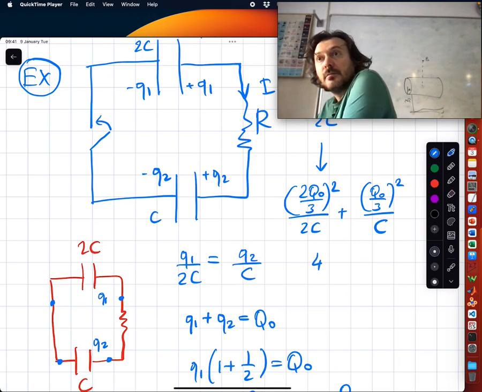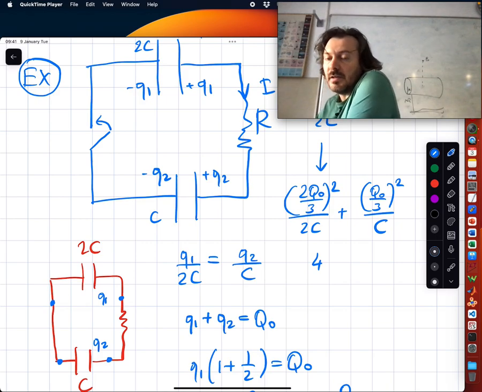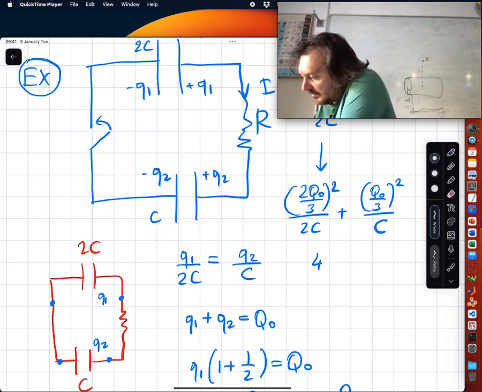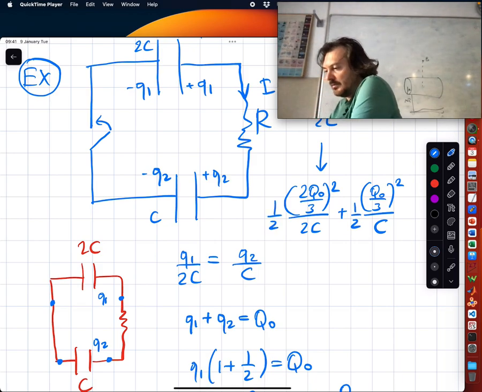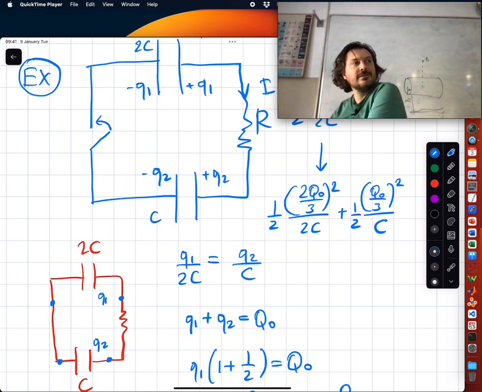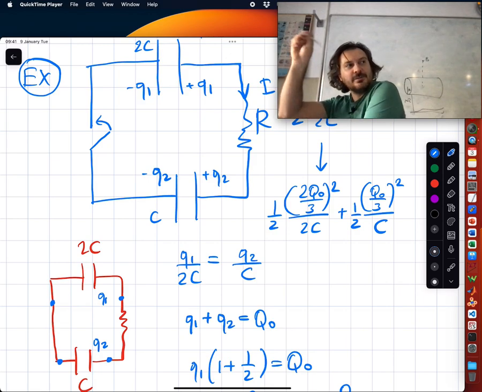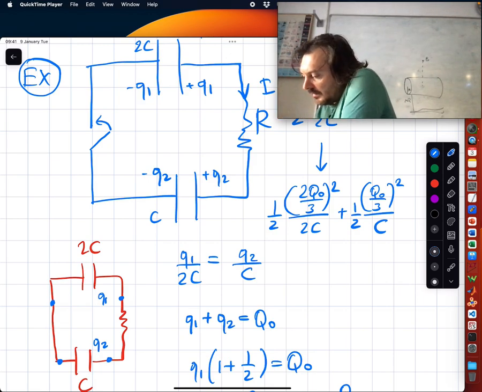No, the other one is C. Okay, then I made a mistake. This one is 1/2, and this one is also 1/2. Sorry. Right? I forgot about that 1/2. Now, what do we have? 4 over 9 divided by 4, which means 1 over 9. Right?